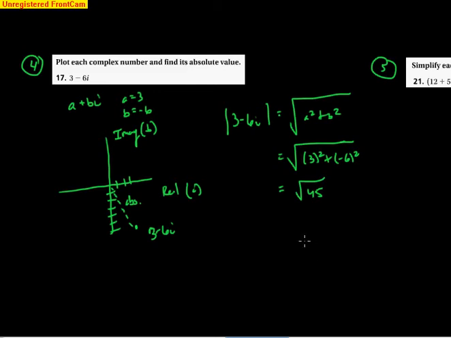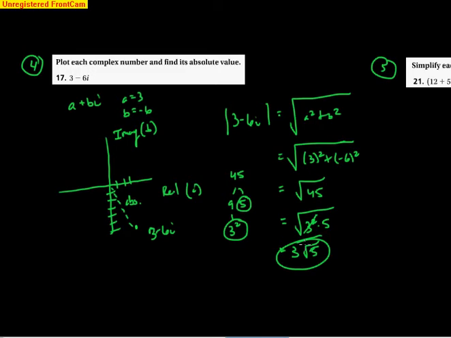And now we need to break down 45. 45 is 9 and 5. And 9 is a perfect square of 3. 3 squared. 5 cannot break down, so we circle it. When I rewrite 45, it is 3 squared times 5. The 3 comes out, and the 5 goes inside because it's not squared. And there is its absolute value, 3 radical 5. The distance it is from the origin.